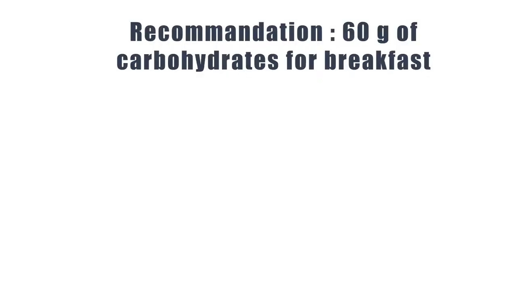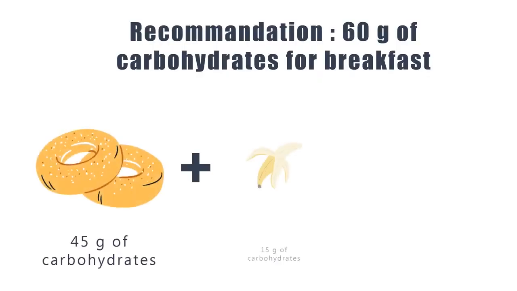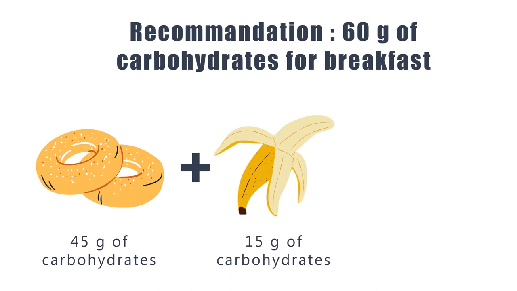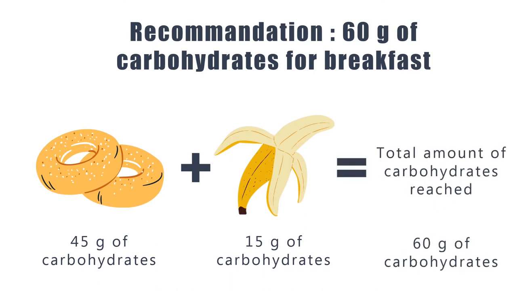For example, a balanced breakfast is a whole grain product, a fruit, and a source of protein. If you'll be adding half of a banana, for example, to your meal, this will add 15 grams of carbohydrates, making a total of 60 grams of carbohydrates.